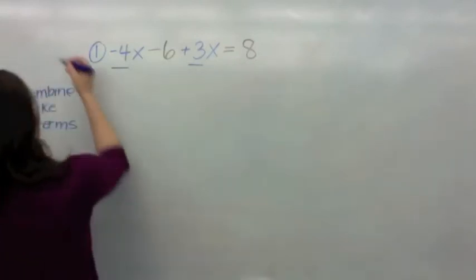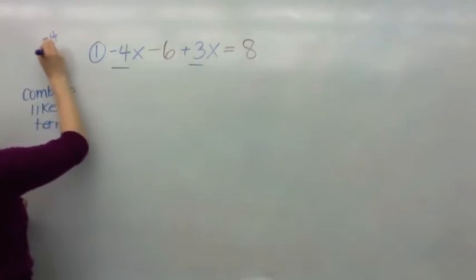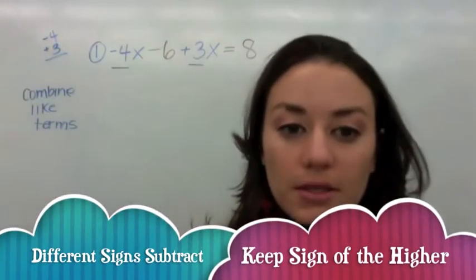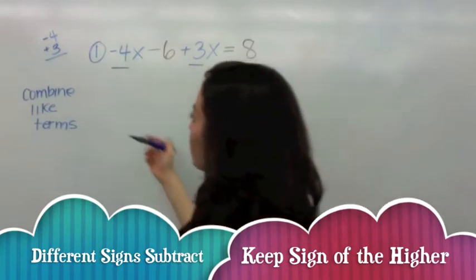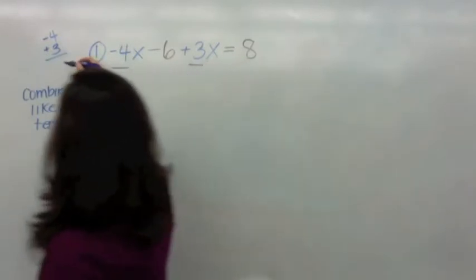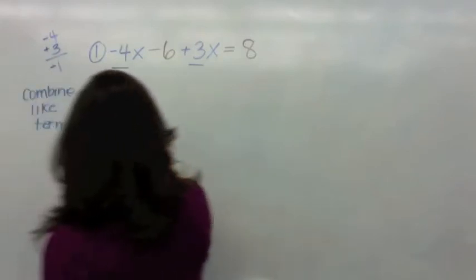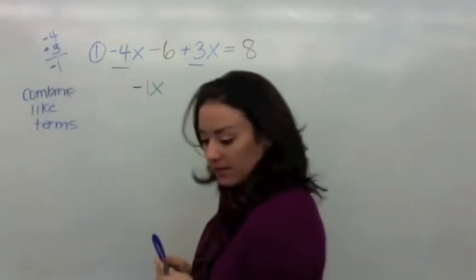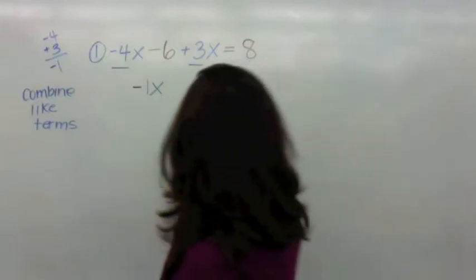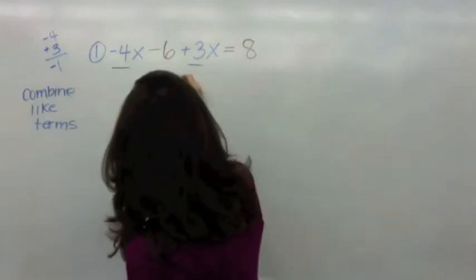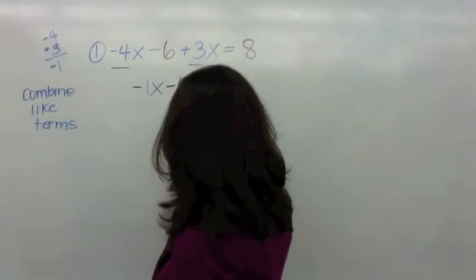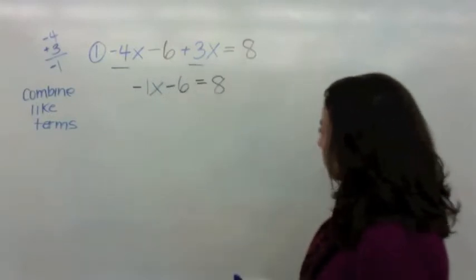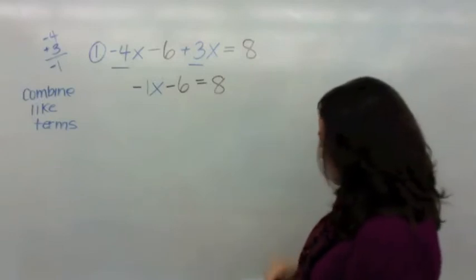So we say, okay, negative 4 and positive 3, they're different signs. So you have to do what? You have to subtract, right? And what's the sign of the bigger number? The bigger number is 4. So you're left with negative 1, okay? So you're left with negative 1x. Very good, negative 1x. Then we're going to bring down the brown terms or the coefficients, right? Coefficients are just numbers.